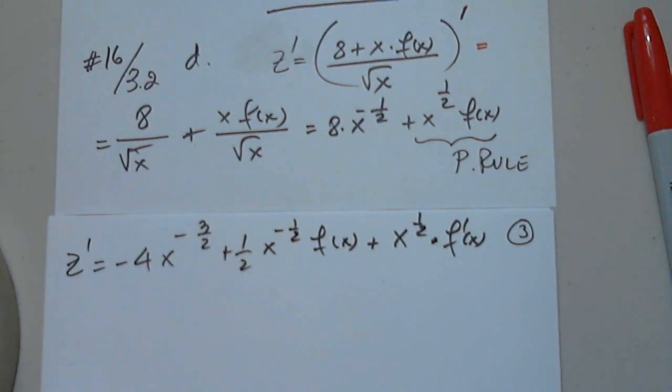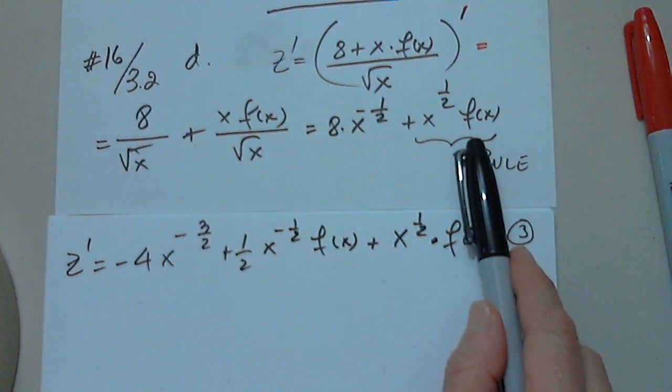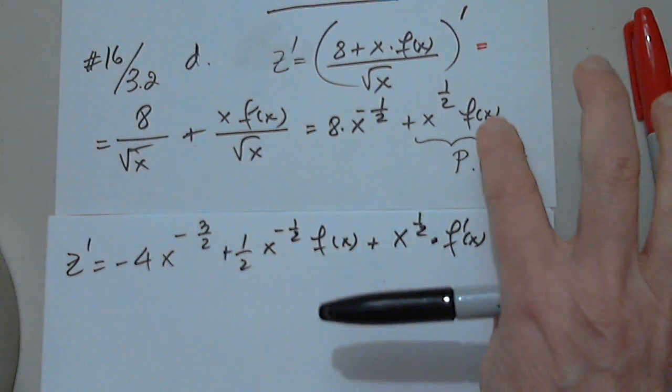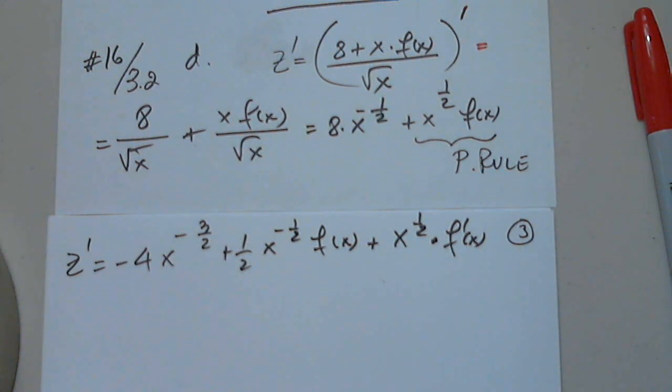We did end up using the product rule for this as well. We have no choice. We cannot go around that. But you said we didn't have f of x. We don't have f of x.